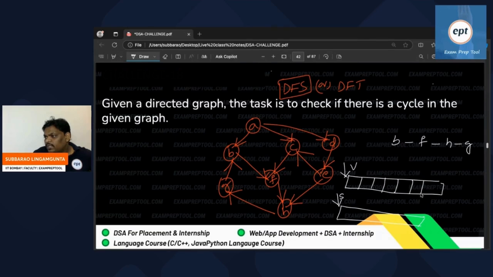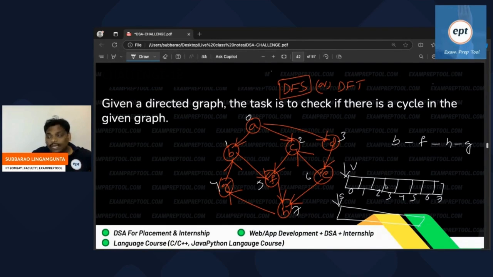Take one array with 8 slots. For every element of this particular graph, you can give one index number. Maybe index 0, you can give index 1 also. Assume that A means 0, B is 1. You can give whatever way you want. 0 1 2 3 4 5 6 7.